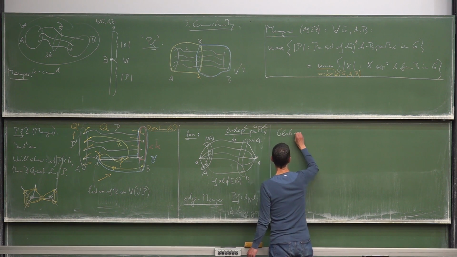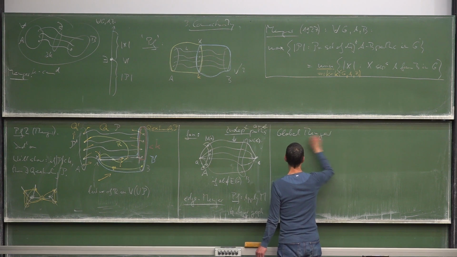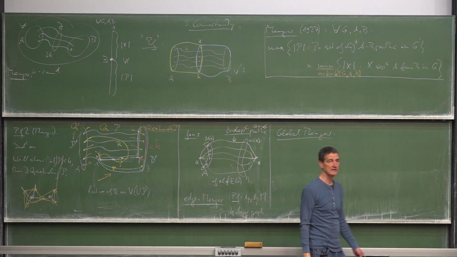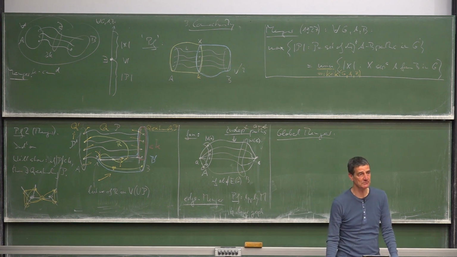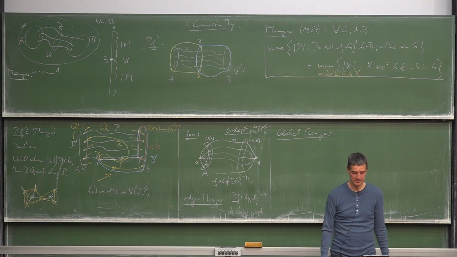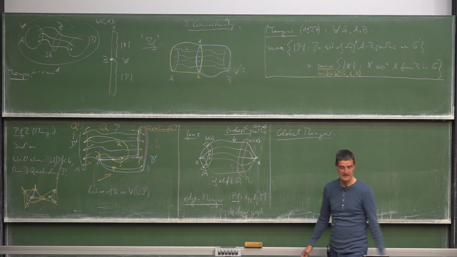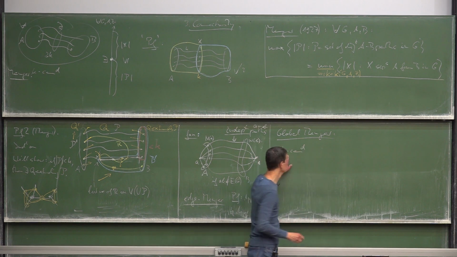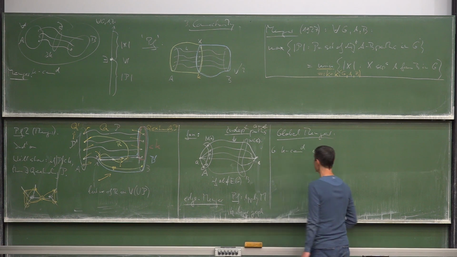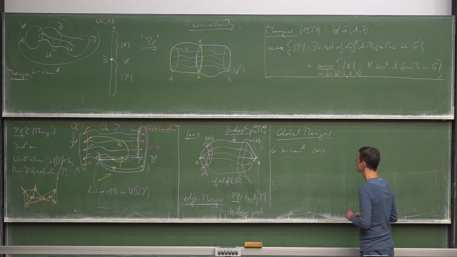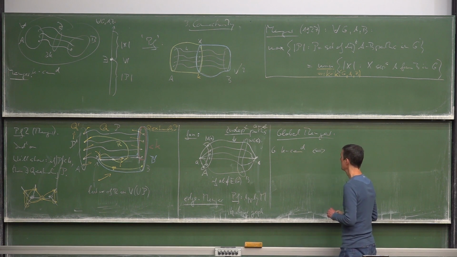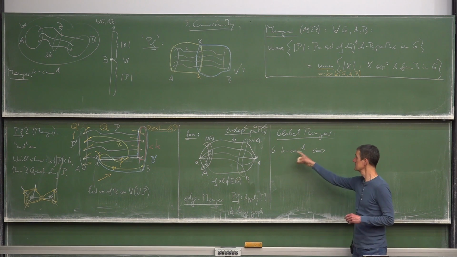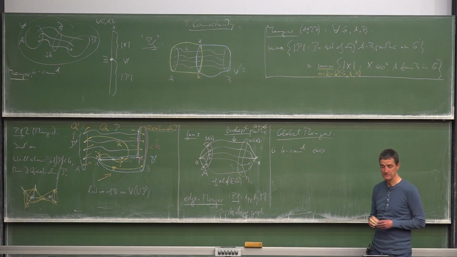So there's also something like a global version of Menger's theorem. And that is maybe the most important, well, not most important, but it's one of the most applied versions. And it says that a graph G is k-connected for any given k, if and only if no two vertices of the graph can be separated by fewer than k vertices.